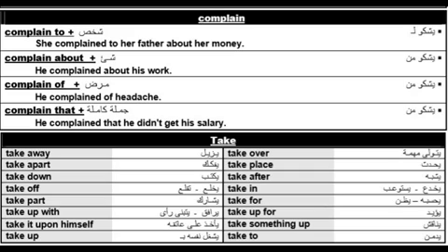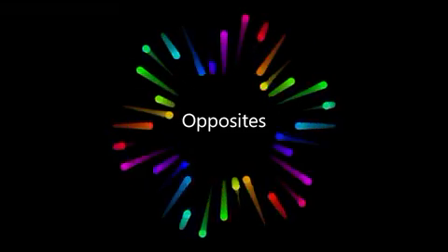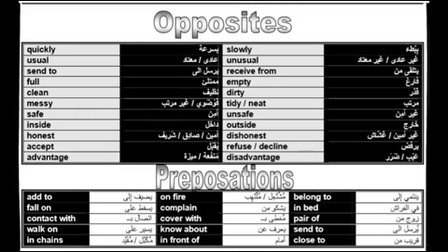And the next step today in our recent video will be opposites. Let's see our opposites. Quickly بسرعة, opposite? Slowly, very good. Usual عادي أو معتاد, opposite unusual, very good. Send to, opposite receive from.